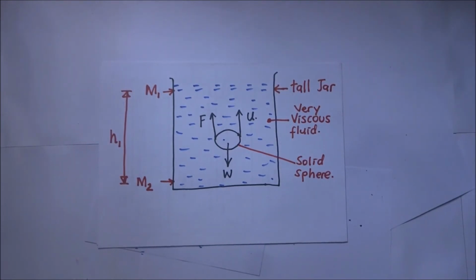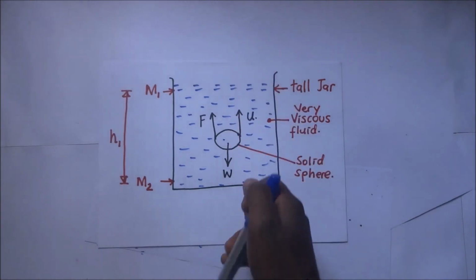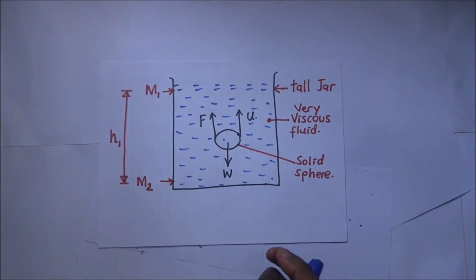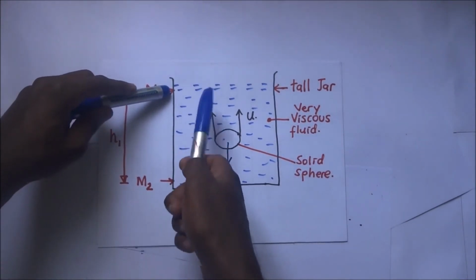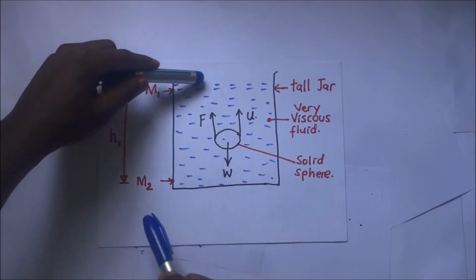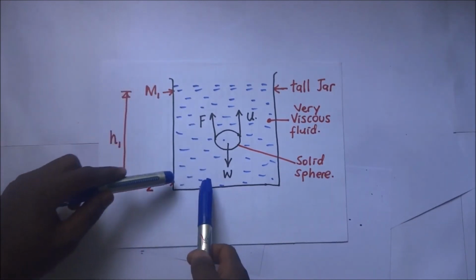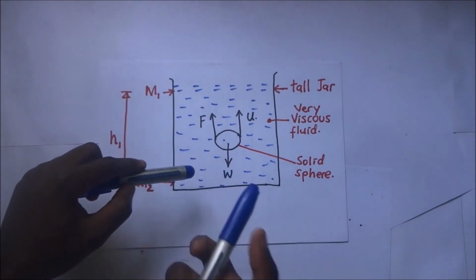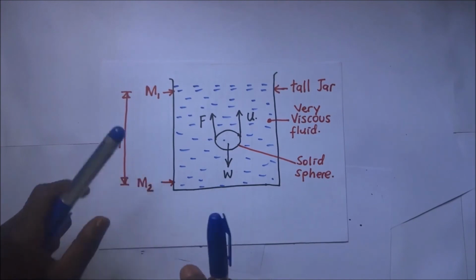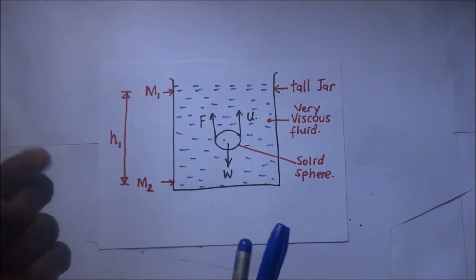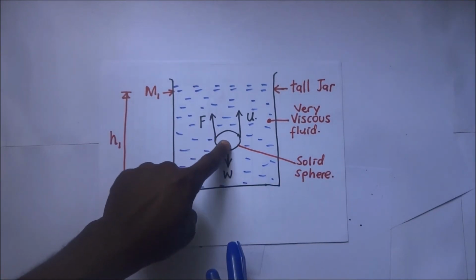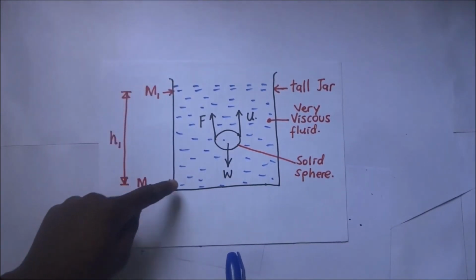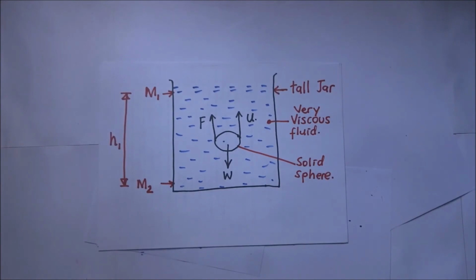So you probably have a stop clock. As it is falling through, when it goes just past M1, you start your stop clock. Then as it moves and goes past M2, you stop your stop clock, and you take note of the time that has been taken for this solid sphere to fall from M1 to M2. When that happens, you go ahead and find the terminal velocity.